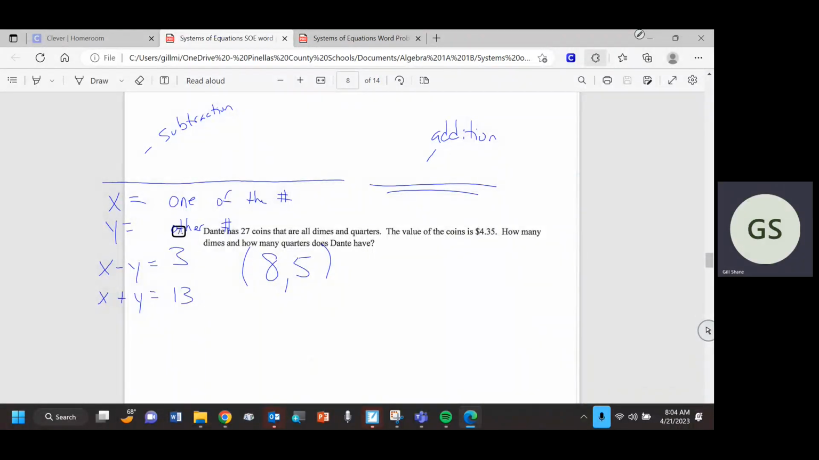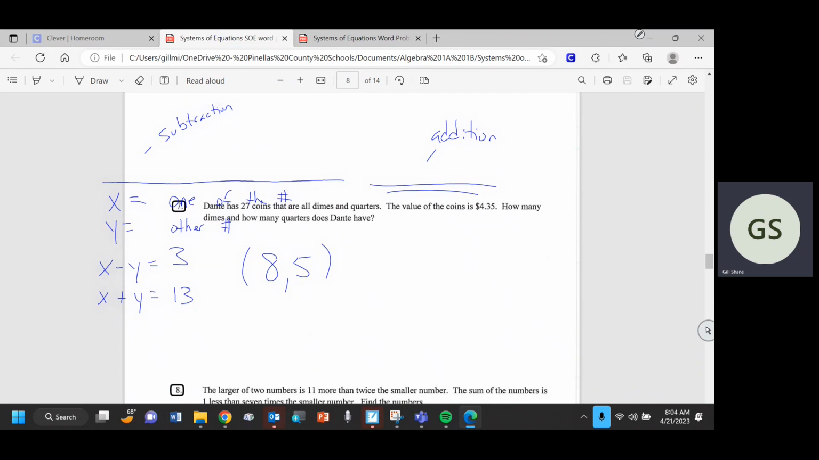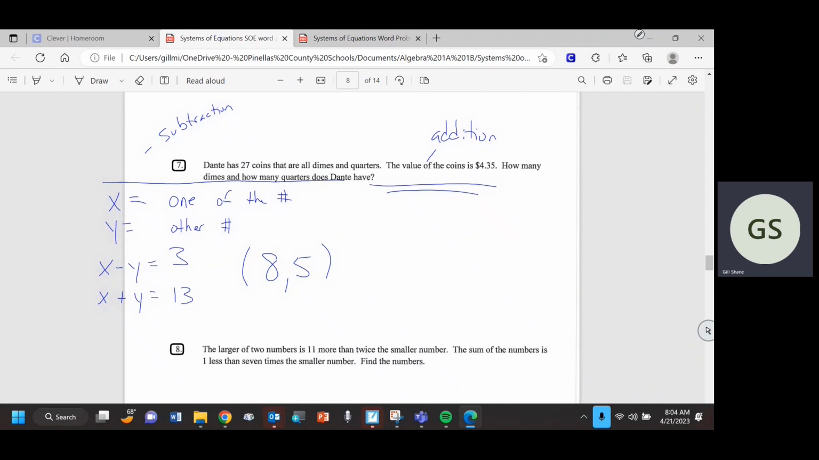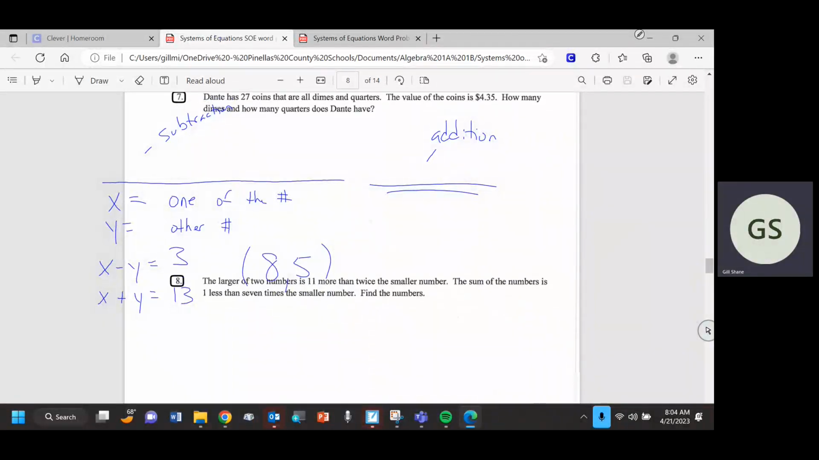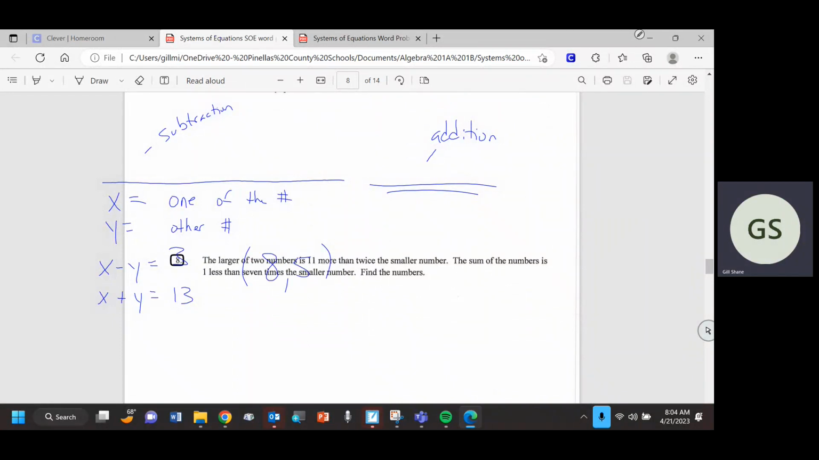Oh, I really like this problem, by the way. Number 7. Dante has 27 coins that are all dimes and quarters. So you may want to try that one. It's in there somewhere. Here, I'm going to do number 8. It's like the other two that you're working on.